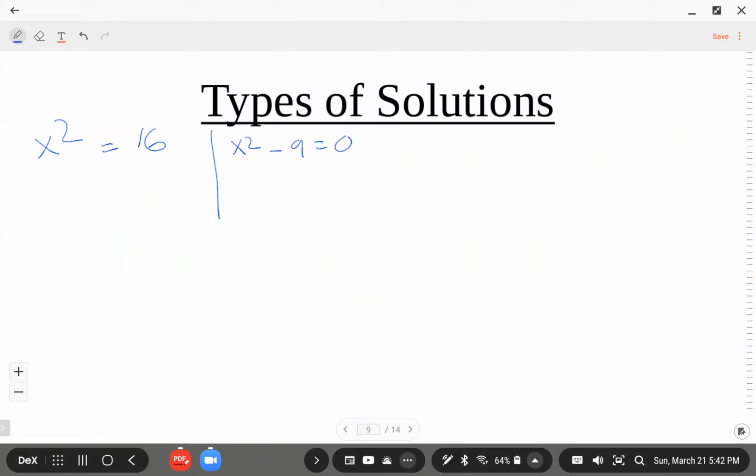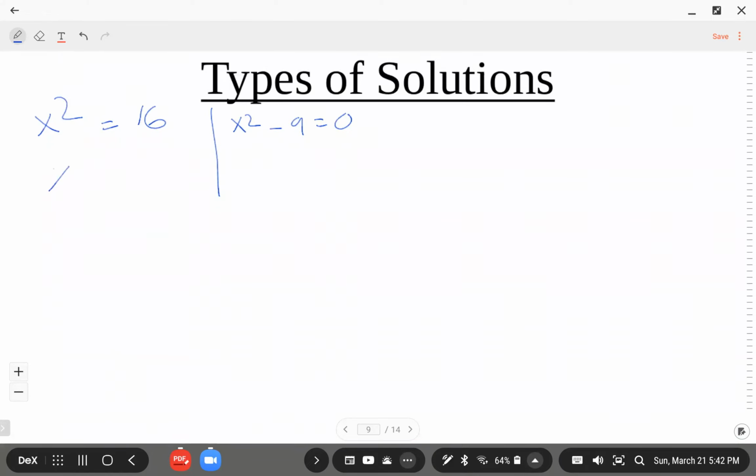So you see here, what are we supposed to do? We're going to square root, and we can get plus minus 4. Plus minus is basically when the answer can be both 4 and -4. Okay? And same thing here. Move the 9 here. X equals plus minus 3.